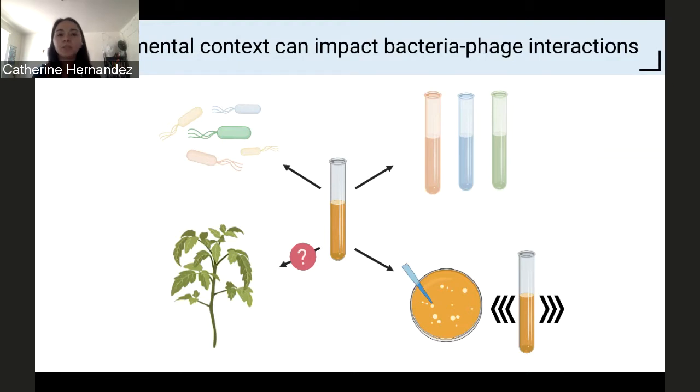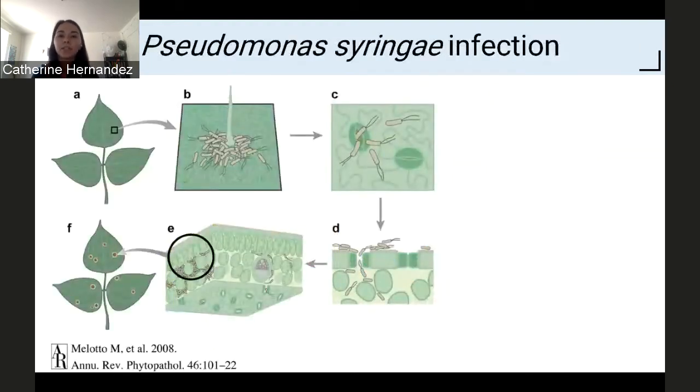And so I specifically work on Pseudomonas syringae, which is a bacterial plant pathogen that's described as a species complex that among the various strains infects a wide variety of different agriculturally important plant hosts. And we work specifically on tomato in the lab.